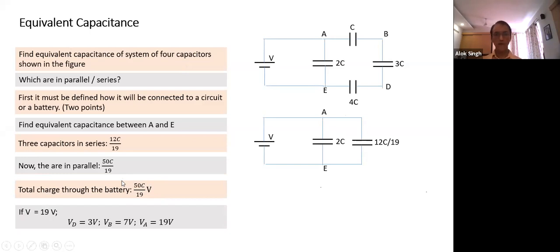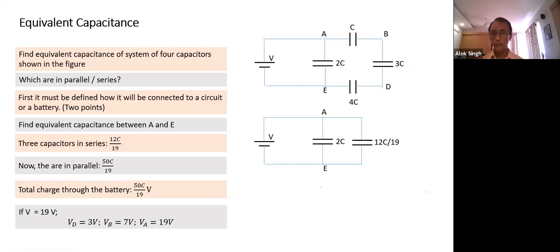Now, suppose this battery had 19 volts, just as an example. Can we find the potential at points D, B and so on? If this battery is 19 volts, assuming the negative terminal is at 0 volts, what will be the voltage of point E here? Same as the negative terminal, 0, and this will be 19 volts. Now how do we find the potential across C, 3C and 4C? Potential across these three will be in which proportion?